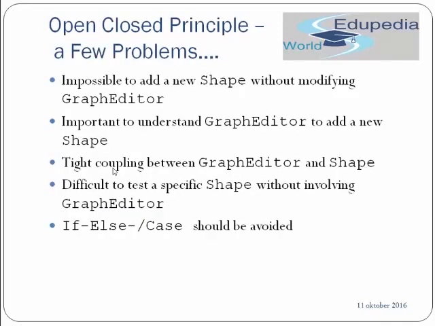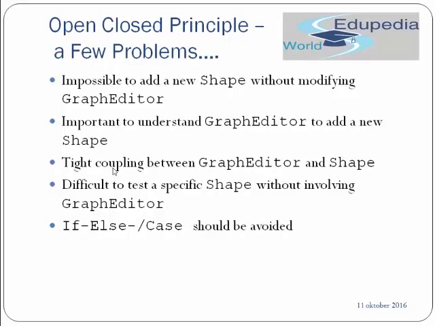Okay, and important to understand: to add a new shape in graphic editor, obviously, if someone wants to just add a new shape, he has to go through the whole code of graphic editor. Then there's a tight coupling between graphic editor and shape that we can definitely see. Both are so much dependent on each other. It is difficult to test a specific shape without involving graphic editor, definitely. I mean, you have to go through the whole code to test it.